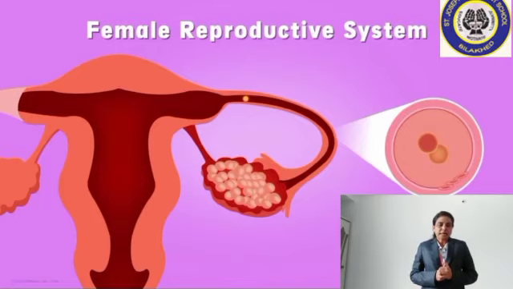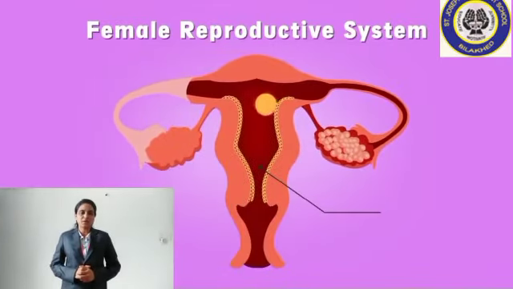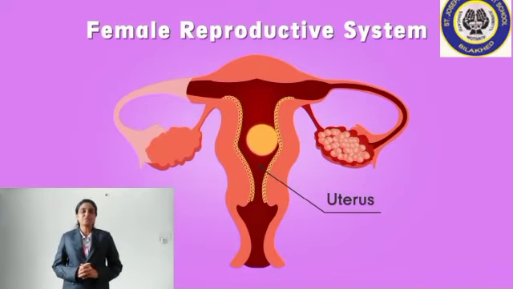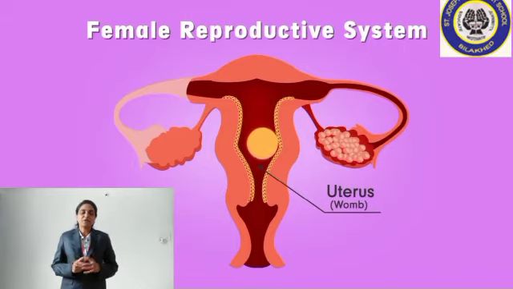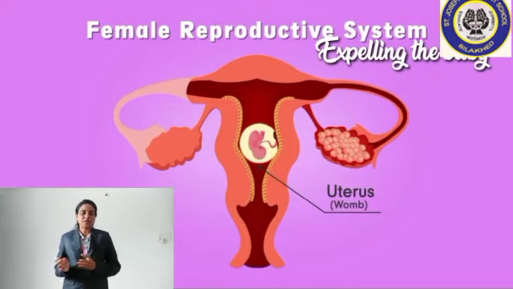Then next part, that is the uterus. Uterus is a muscular, large sized and pear shaped structure which is present in the pelvis between urinary bladder and rectum. The functions of uterus are, it is useful during the childbirth. Its muscular wall is helpful to expel the baby during the childbirth.